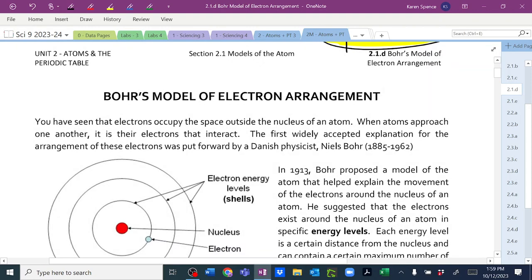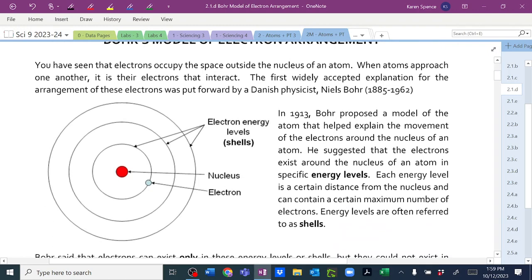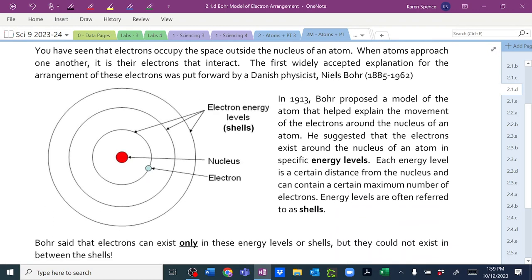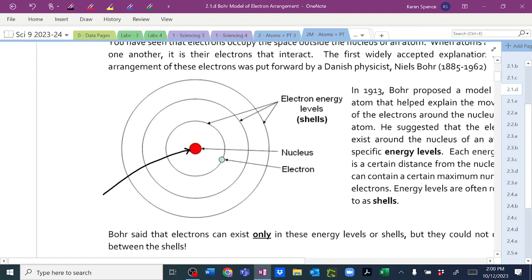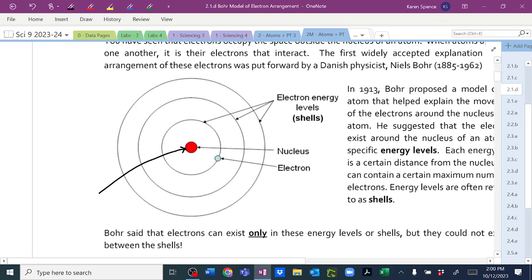So here we have the Bohr model of electron arrangement. And you can see that Bohr still kept the idea that in the center of the atom, what do we have in the center of the atom? The nucleus. And I would like you to tell your partner what particles are inside the nucleus. What particles are in there?